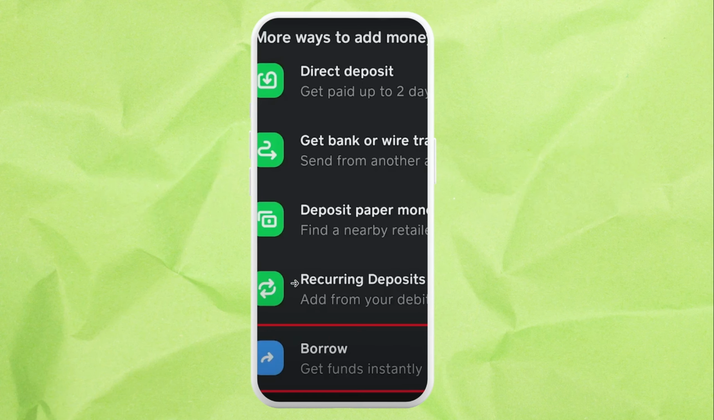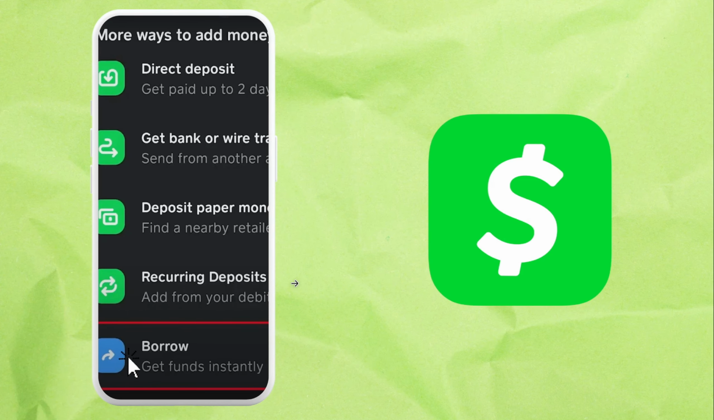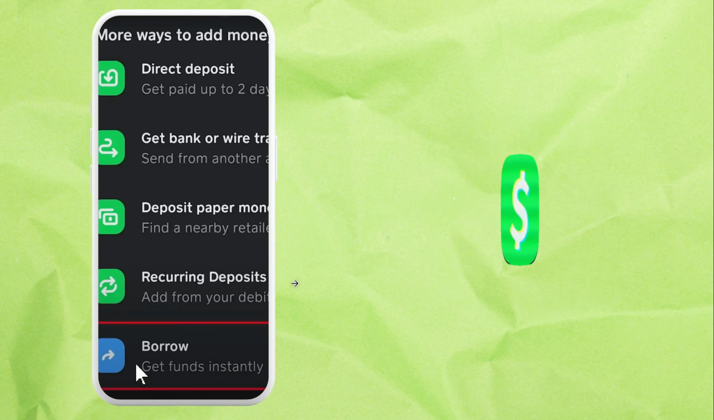So first, open your Cash app and navigate to this section, where you will see a bunch of options, which are direct deposit, get bank, deposit paper, something, recurring deposits, and borrow. You will see a borrow button, which is the blue icon, and you will click on it.